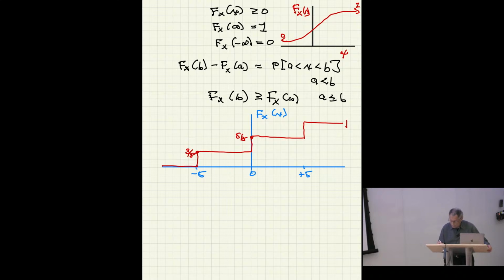So clearly, this jump is 3/8, this jump is a quarter, and this jump is 3/8. This is an example of a discrete random variable. The thing above is the example of a continuous random variable. All of them obey the properties I've shown here, namely these 3 properties here.